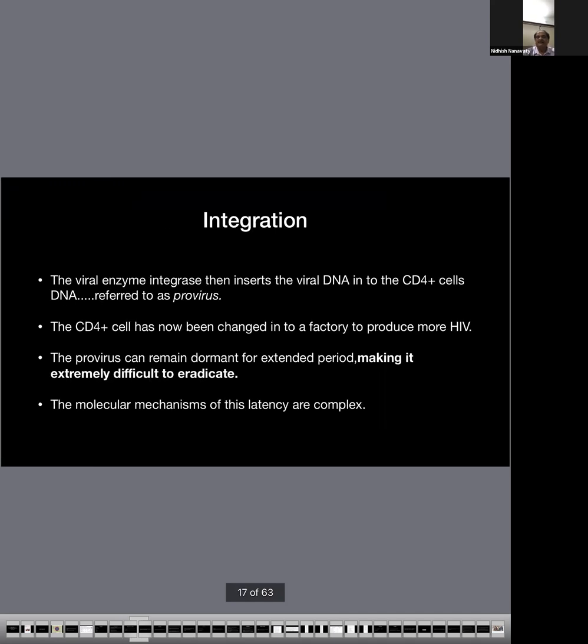The viral enzyme integrates, then inserts the viral DNA into the CD4 plus cell's DNA, and this is referred to as provirus. The CD4 cell has now been changed into a factory to produce more HIV. The provirus can remain dormant for an extended period of time, making it extremely difficult to eradicate. The molecular mechanisms of this latency are complex.